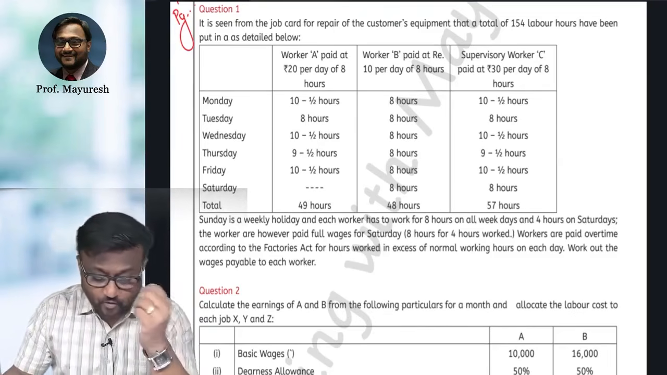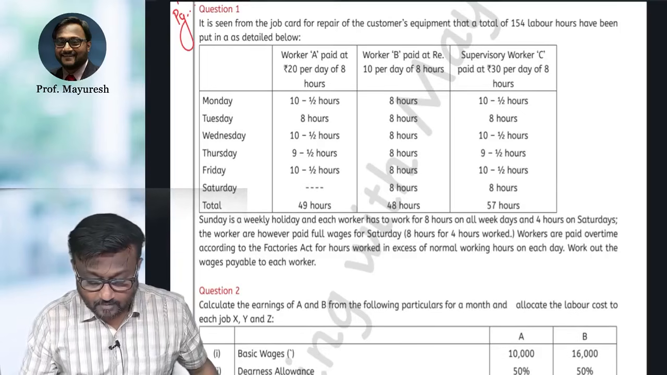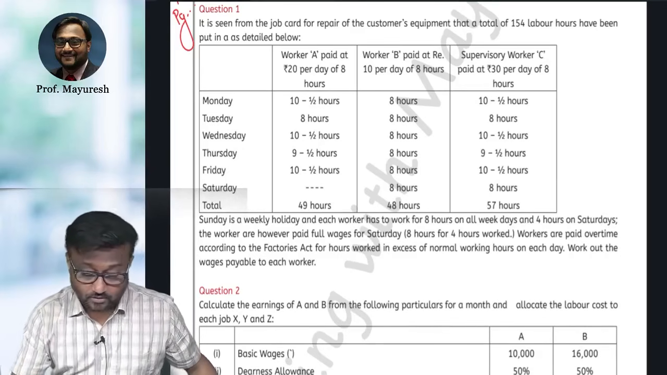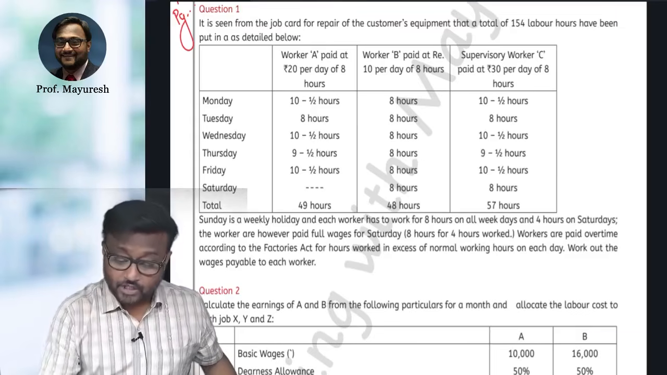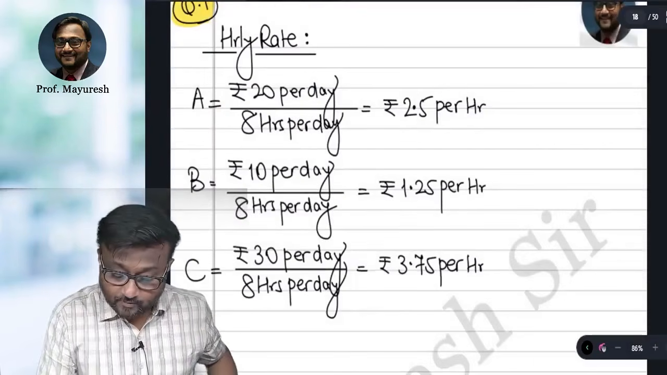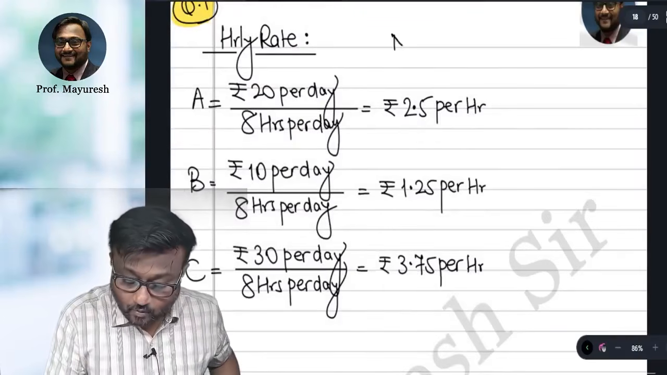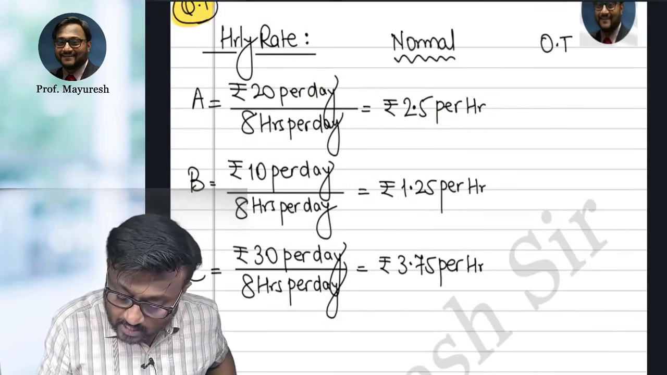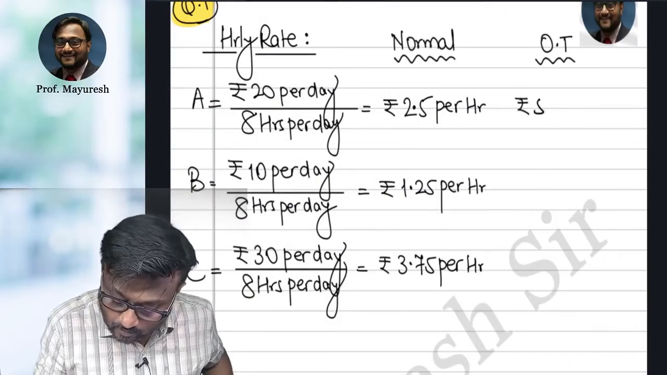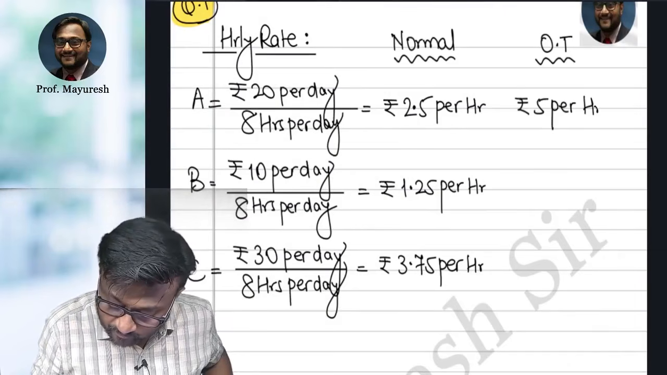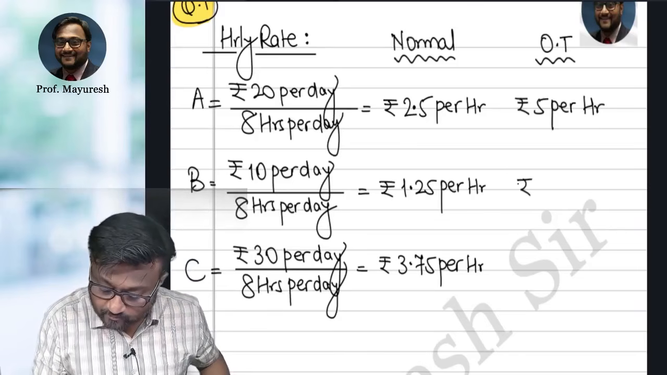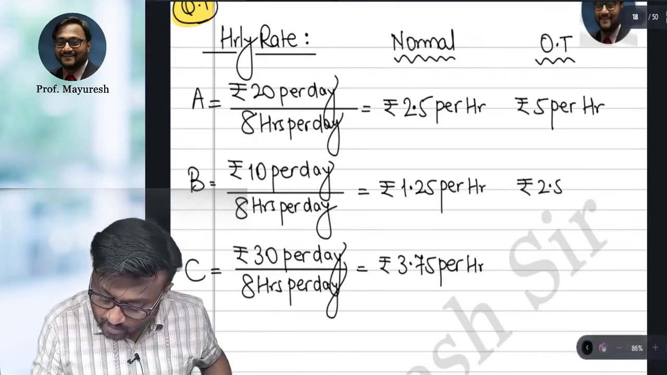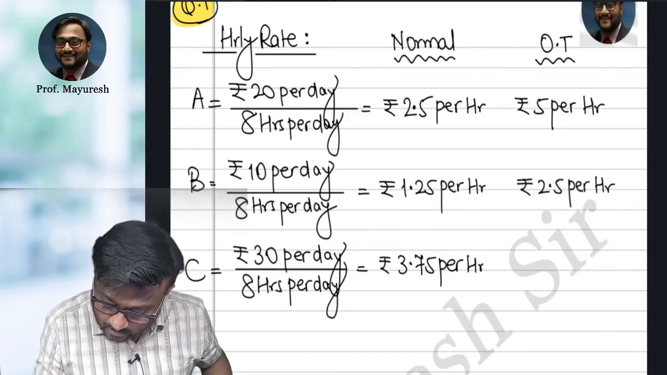Workers are paid overtime according to the Factories Act, for hours worked in excess of normal working hours in each day. Work out the wages payable for each worker. Always remember this: as per the Factories Act, whenever you are paying for overtime, it is always at double rate. So if you are paying 2.5 per hour as a normal rate, you will have to pay 5 rupees for overtime. If you are paying 1.25, then you will have to pay 2.5 per hour.